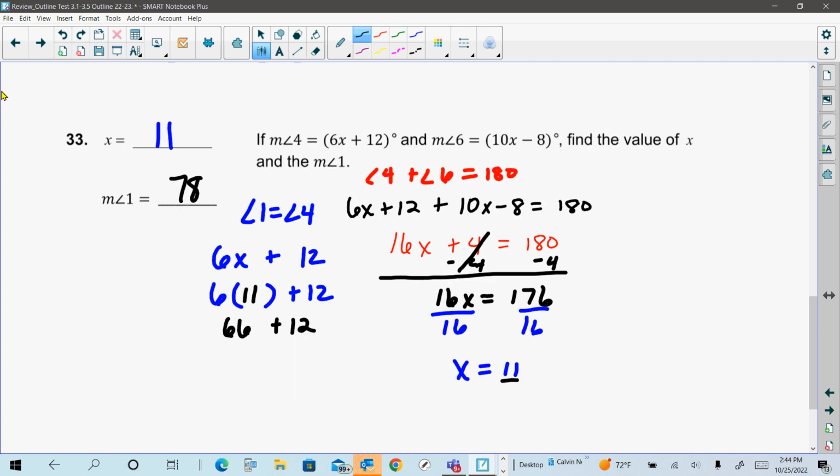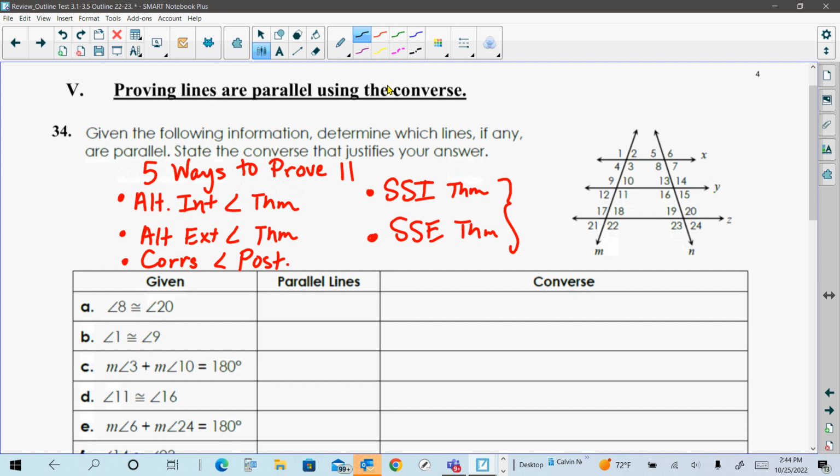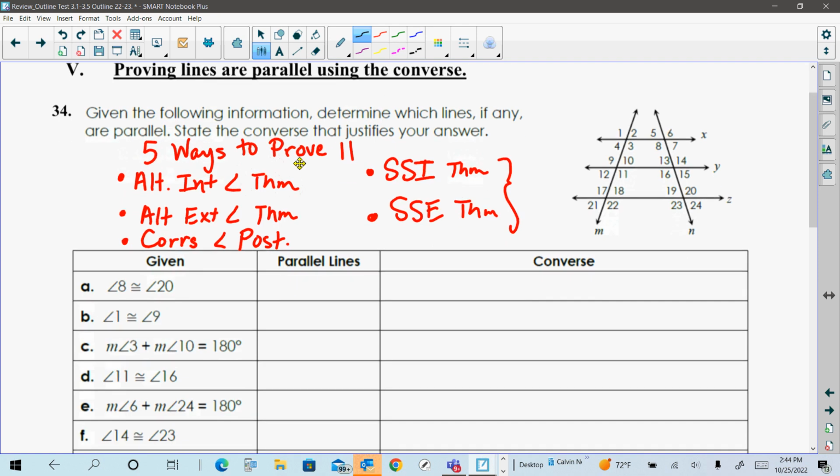Our last section is talking about proving lines are parallel. This is the last little unit we did, or concept that we did before the review. You need to remember there are 5 ways to prove parallel. Alternate interior angles theorem, alternate exterior, corresponding angles postulate, same side interior, that's the same thing as consecutive interior, and same side exterior. SSD is just same side exterior.